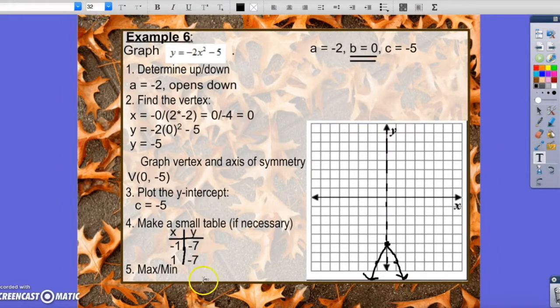Now last part, max min. Remember, if it was positive, it would be max, but it opens down, so it's, oh, excuse me, actually, I said that wrong. It's a max. I gave you problems with all maximums. If it was a positive 8 and opens up, then it would be a min. So you still get the idea. Max at y equals -5. And that's it.